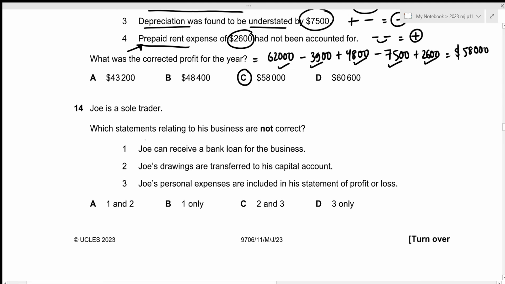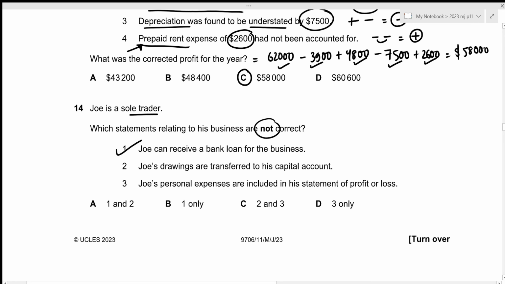Joe is a sole trader. Which statements relating to his business are not correct? The first one is that Joe can receive a bank loan for the business. So remember that a sole trader can definitely receive a bank loan. So this is a correct statement. Joe's drawings are transferred to his capital account.